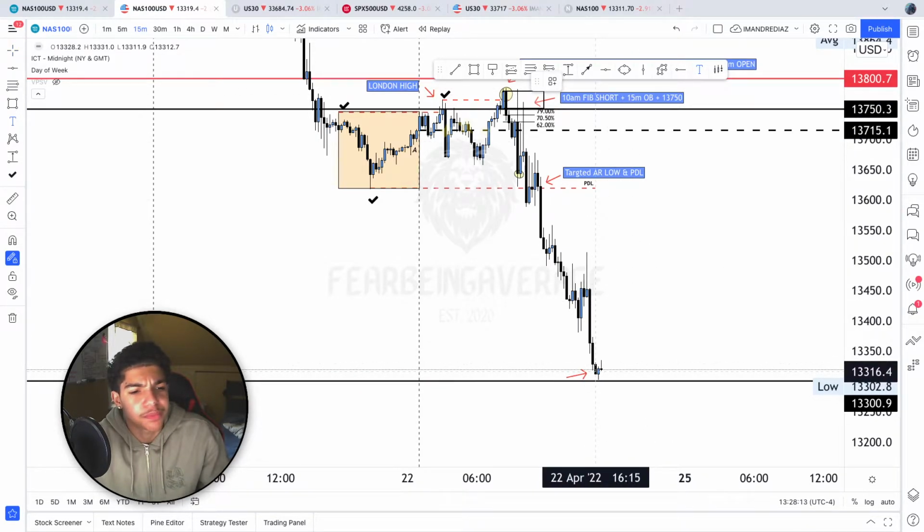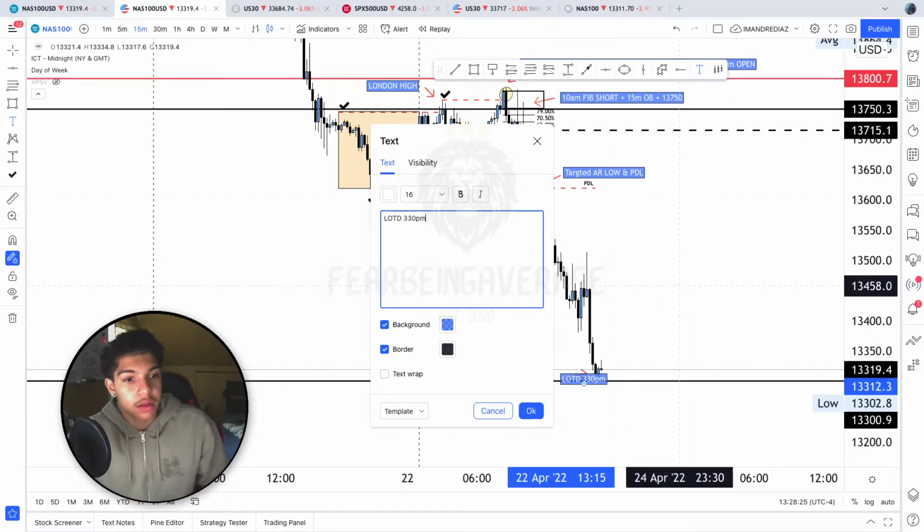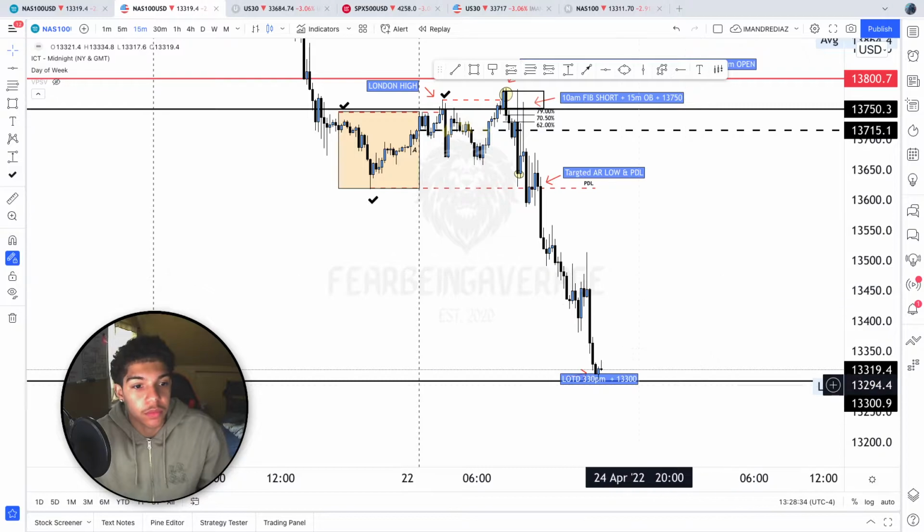16:15, which is about 3:30. Is it 3:30? Yeah, I say 3:30. So we have the low of the day at 3:30 p.m. after price tapped into what level? Price tapped into 13,300 big figure level, just like that.